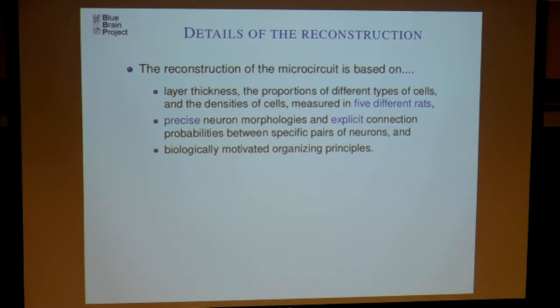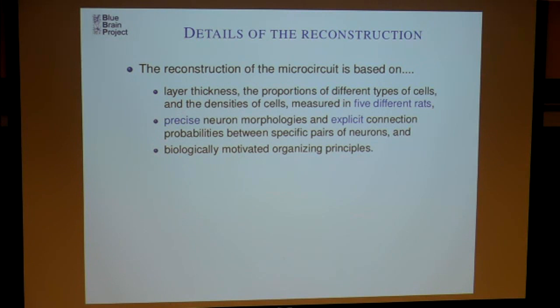The thicknesses of the different layers, so they know what kinds of different cells should be there, the proportions of them, their densities, and such. There are relatively few biological parameters that were measured, but they were measured for five different rats. They're all of the same species, all the same age. They were all male, in fact. So I have those data.